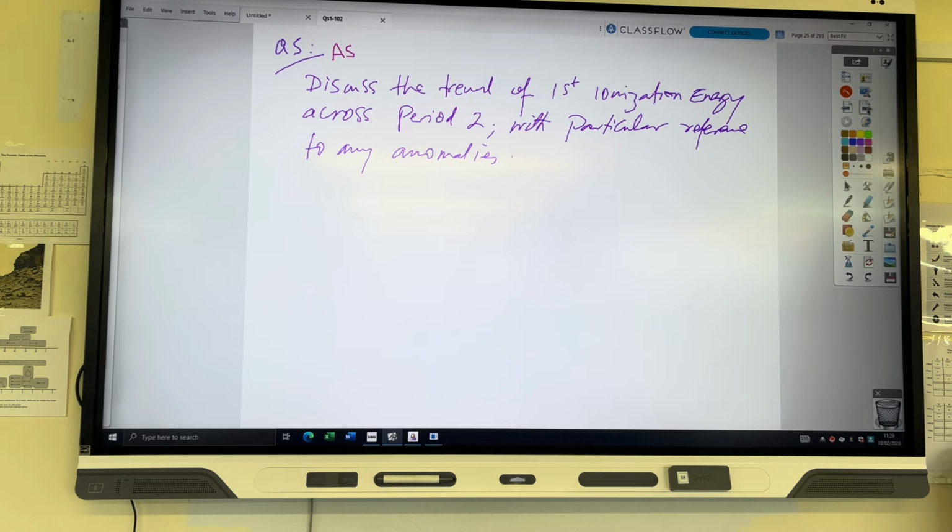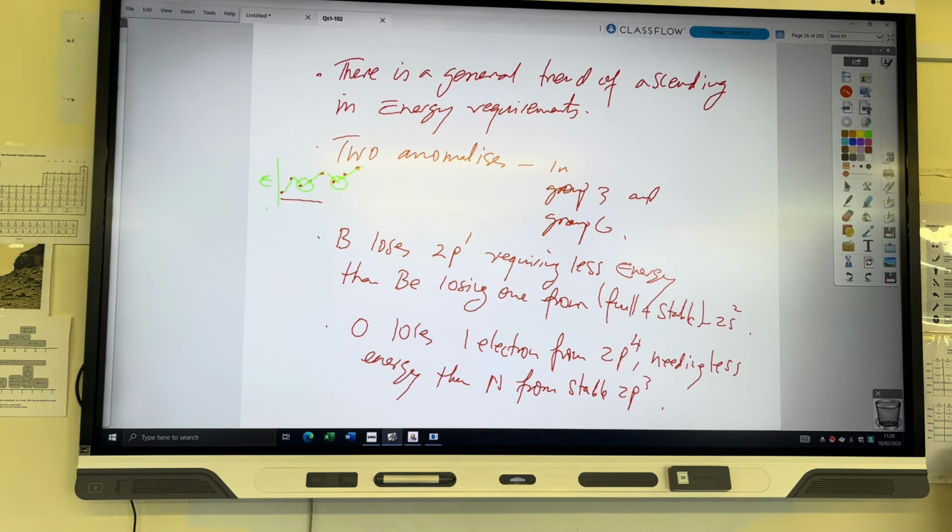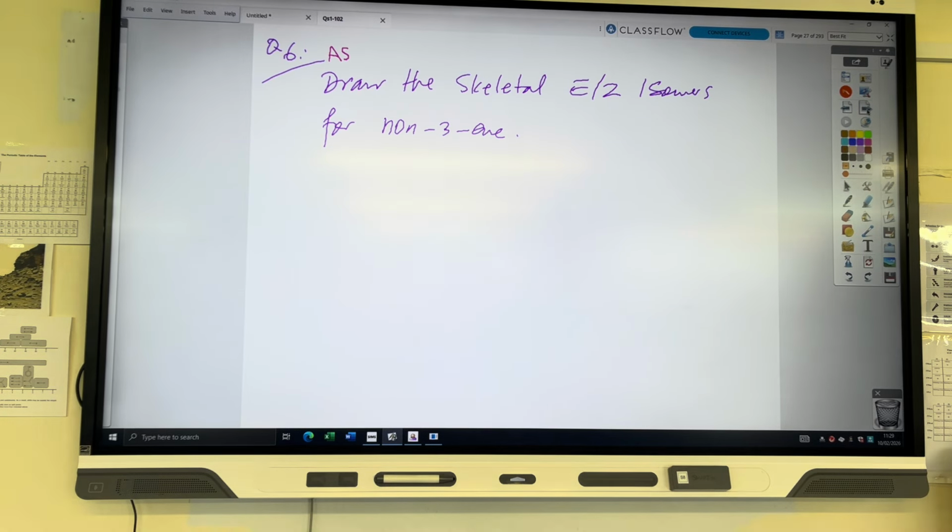Discuss the trend of first ionization energy across period 2 with particular reference to any anomalies. Now, this I will give you, because you have to discuss and talk about anomalies, 6 minutes. Draw the skeletal EZ isomers for non-3-ene. So EZ isomers for non-3-ene, 3 minutes.